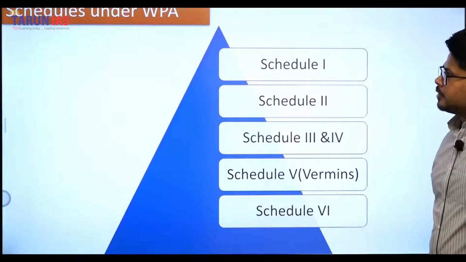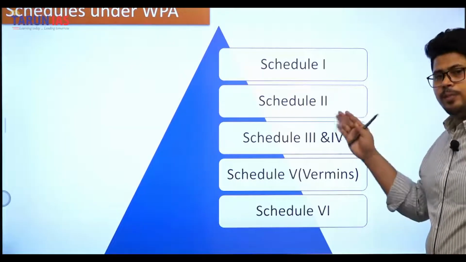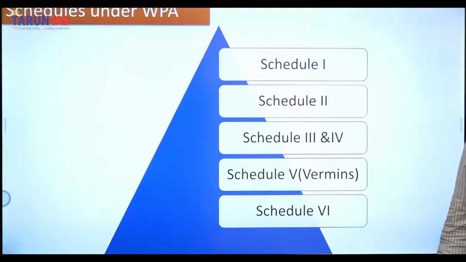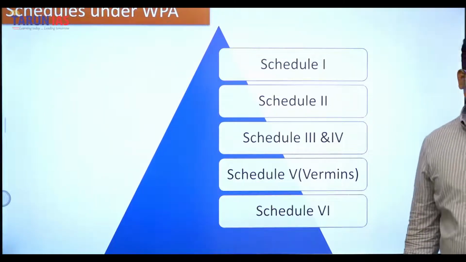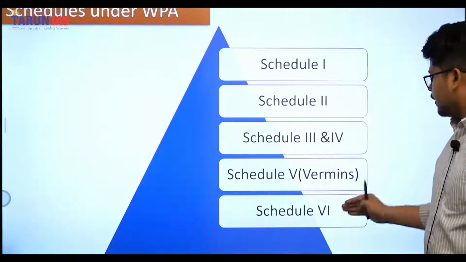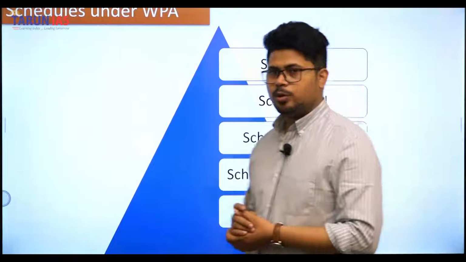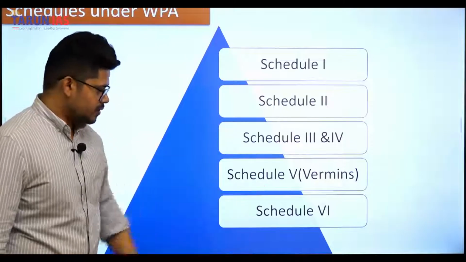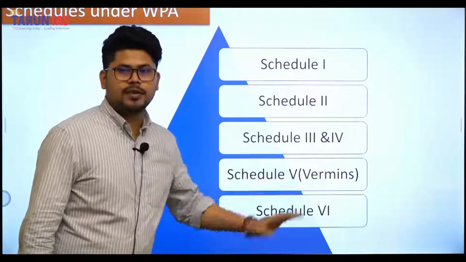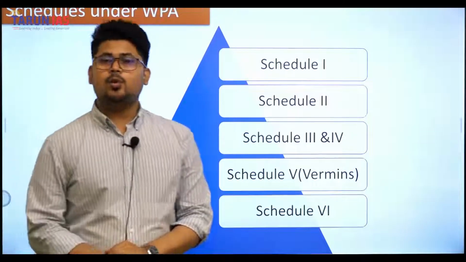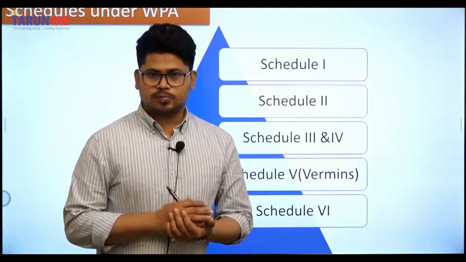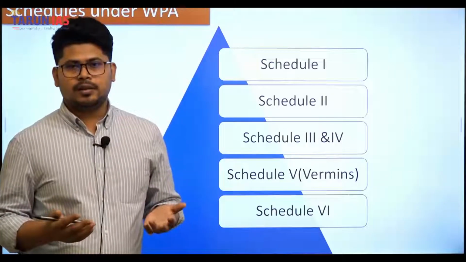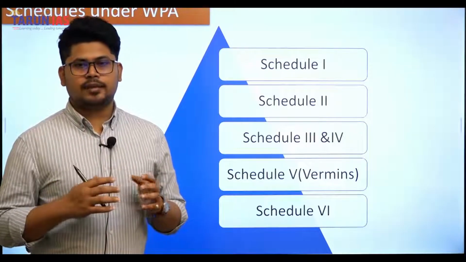Now the schedules under WPA 1972, these are very important. This is the most important part of this whole Wildlife Protection Act 1972. What are the various schedules and how have these schedules been made? There are 6 schedules in total under WPA 1972: Schedule 1, 2, 3, 4, 5 and 6. Now Schedule 5 is related to vermin. Vermin are those animals that can be killed because they cause loss of property, loss of crops and standing crops and all. Once an animal has been declared vermin, its killing does not invite any kind of penal offence.